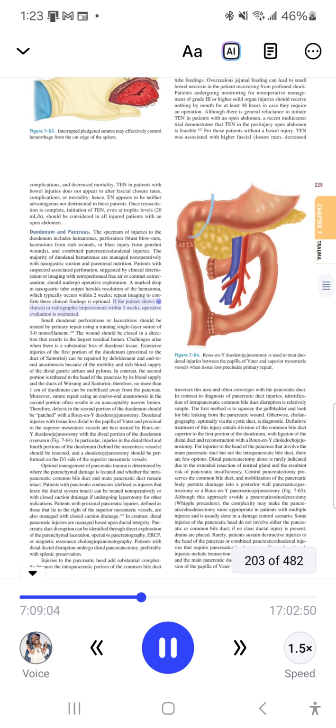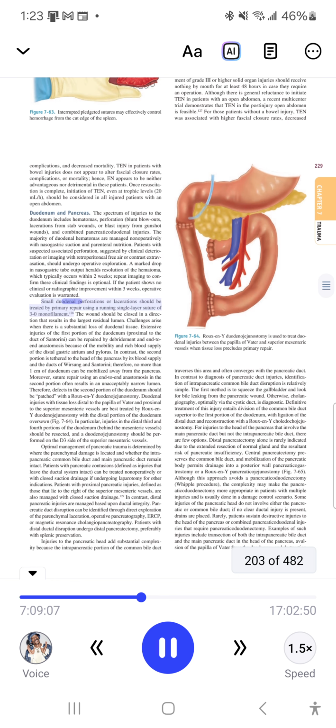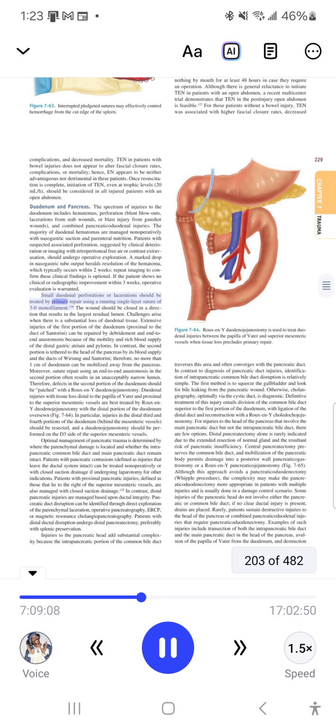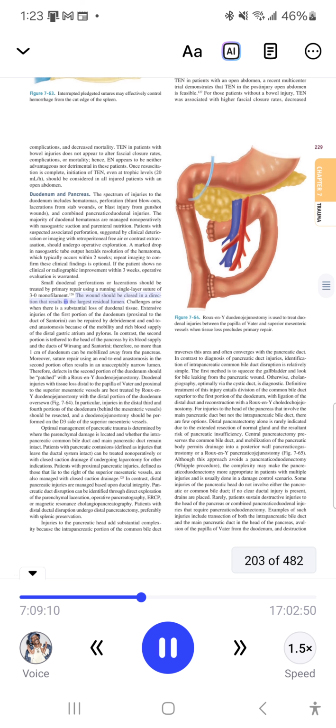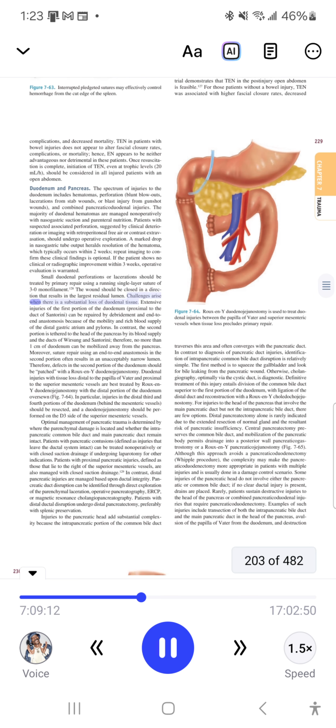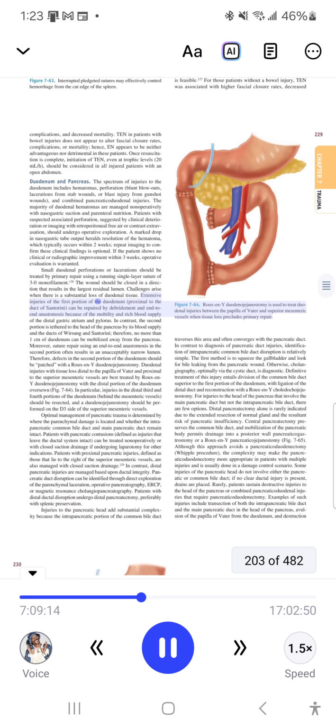If the patient shows no clinical or radiographic improvement within 3 weeks, operative evaluation is warranted. Small duodenal perforations or lacerations should be treated by primary repair using a running single-layer suture of 3/0 monofilament. The wound should be closed in a direction that results in the largest residual lumen. Challenges arise when there is a substantial loss of duodenal tissue.